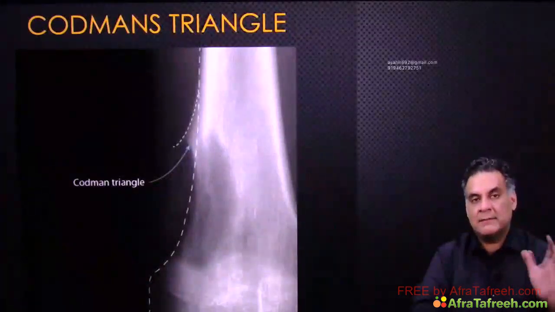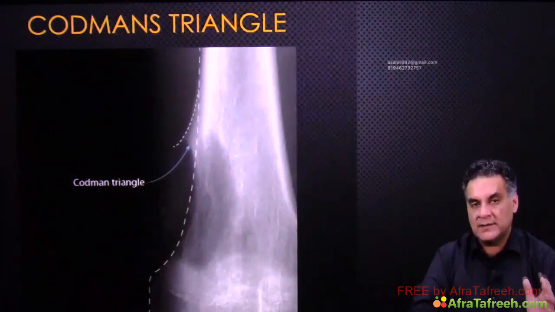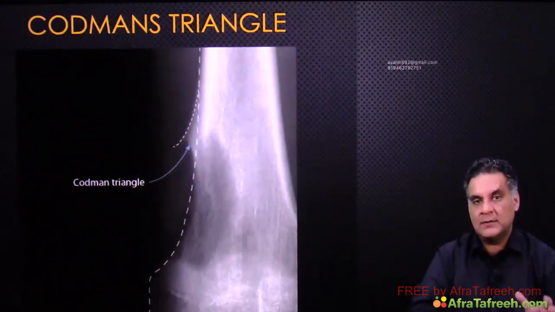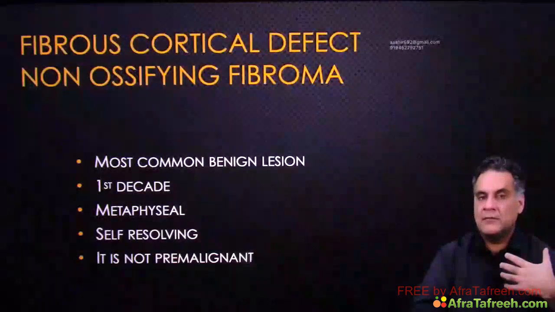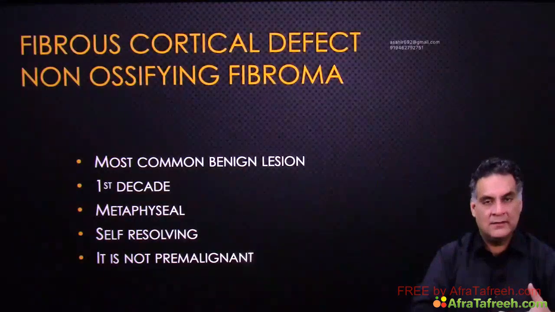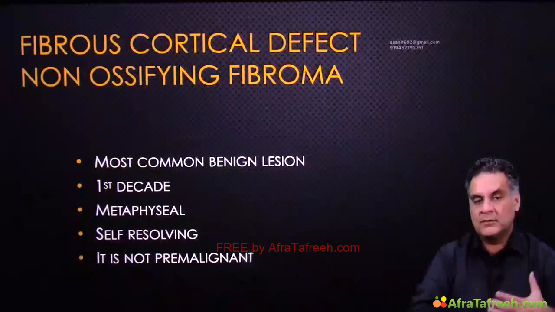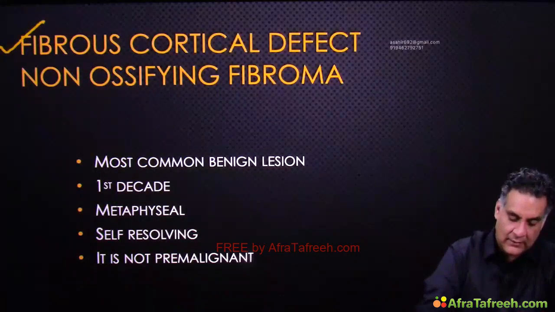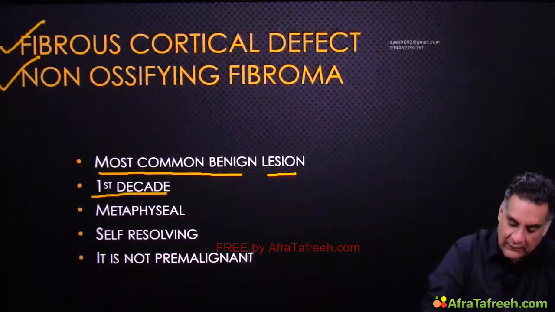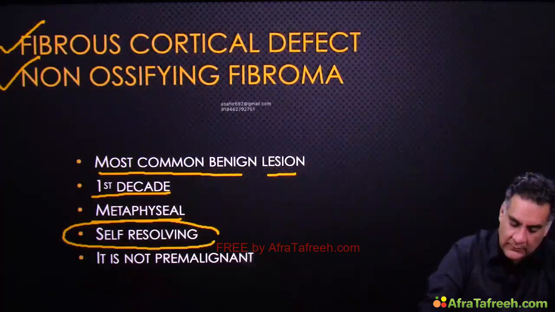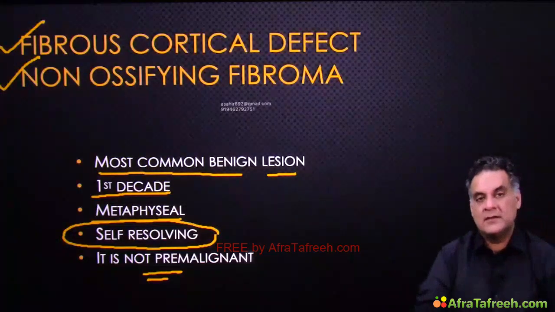It's unlike the periosteal reaction which we did in the chapter of imaging, Codman's triangle. Codman's tumor is chondroblastoma. Codman's triangle is seen in aggressive bone lesions, a periosteal reaction with a wide zone of activity. One very benign lesion, or a normal variant of a bone, is also called fibrous cortical defect, non-ossifying fibroma. It is the most common benign lesion seen in the first decade of life. It involves the metaphysis. Key point: it will vanish on its own. It does not have any future repercussions.